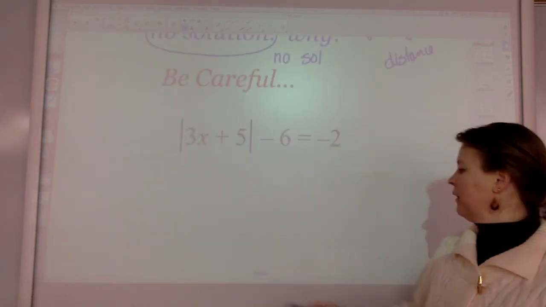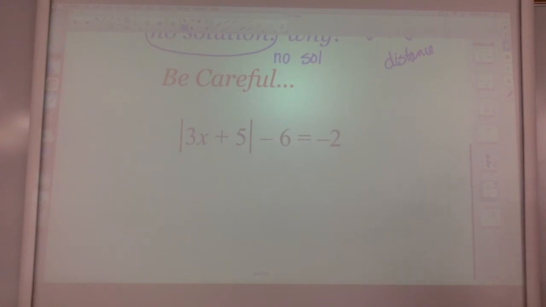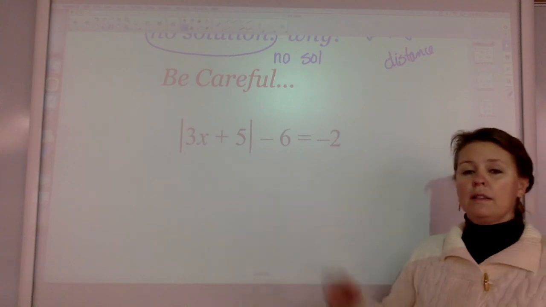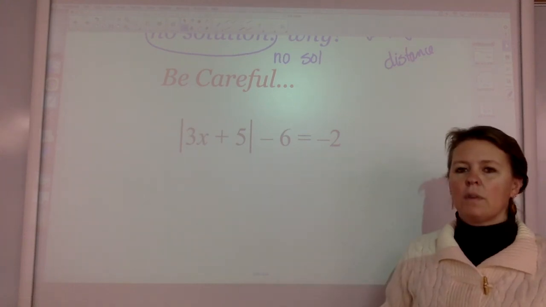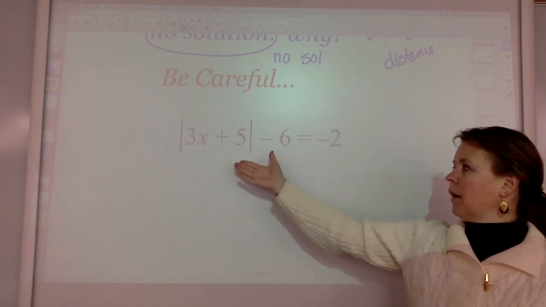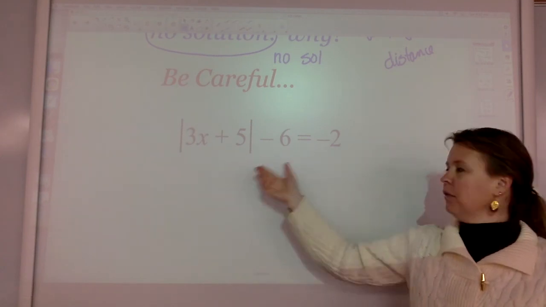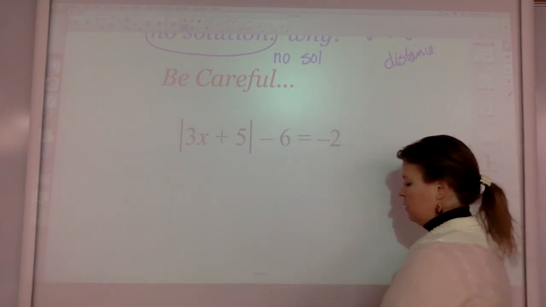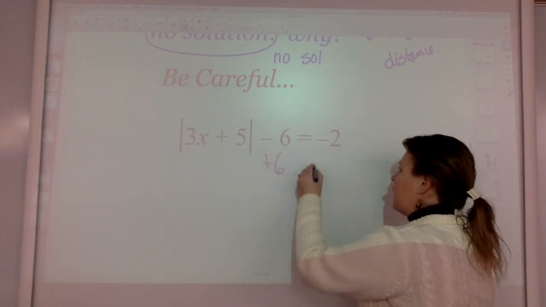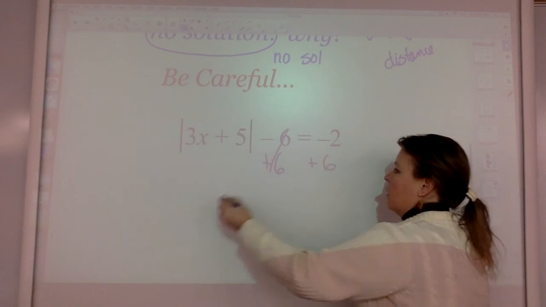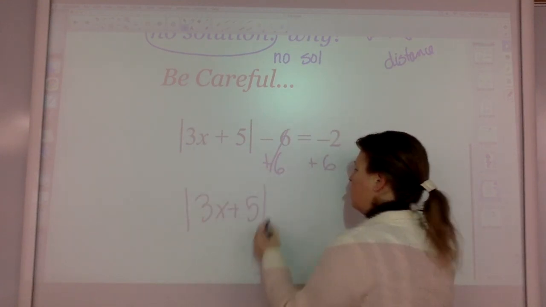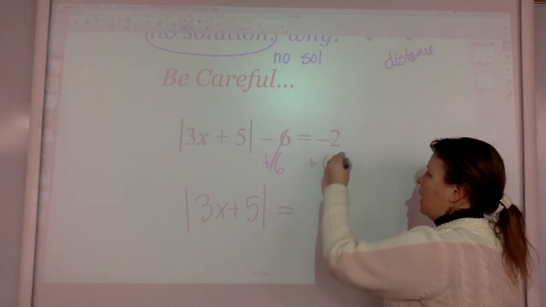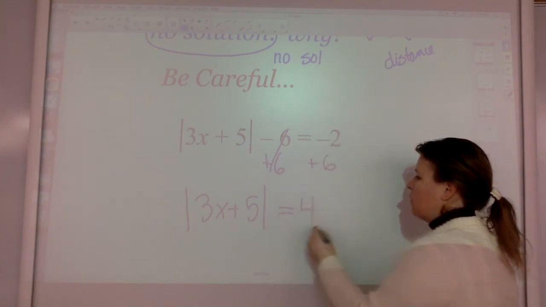But then you have to be careful on this one. It's our last one. And go ahead and set it up. You might be looking at that and saying, oh, it's no solution because the answer is negative. Not yet, it's not. You always got to take that first step. Write it down. Absolute value of 3x plus 5, subtract 6 equals negative 2. Add 6 to both sides before you do anything else. We have to isolate the absolute value before we can do any other math. Negative 2 plus 6 is 4.